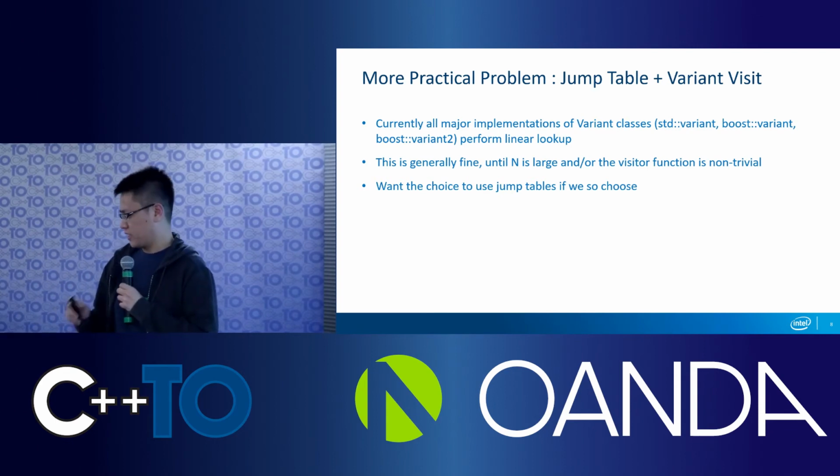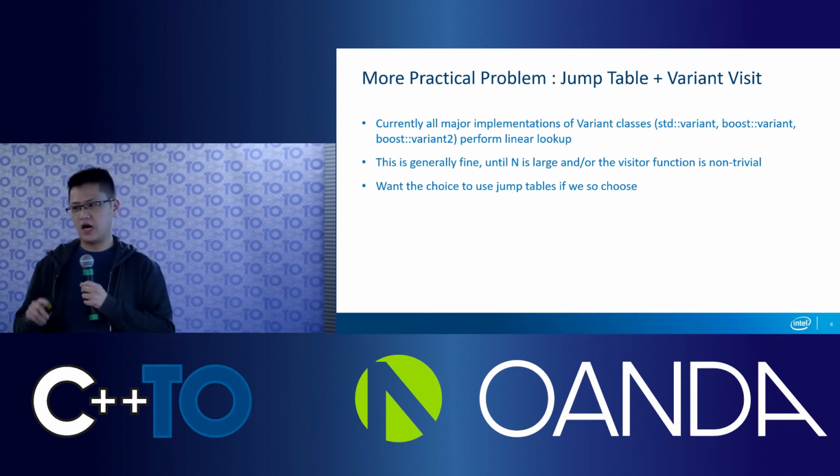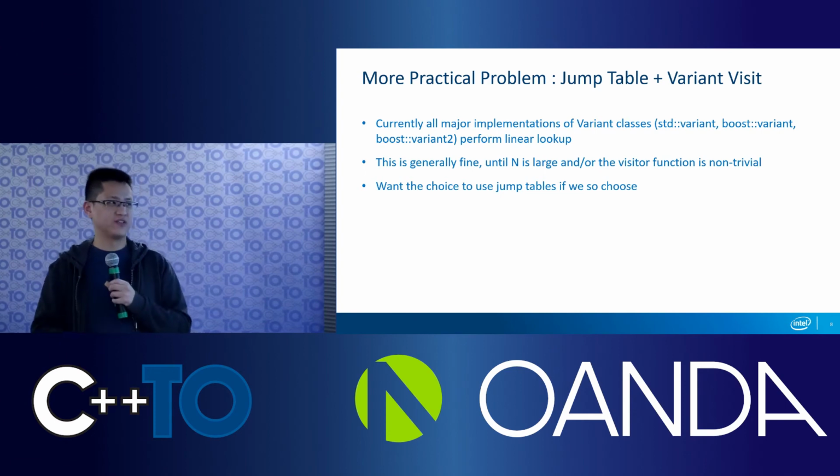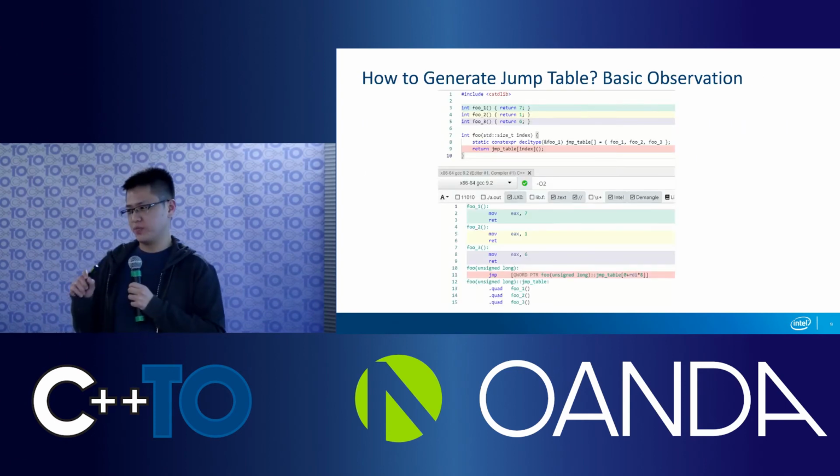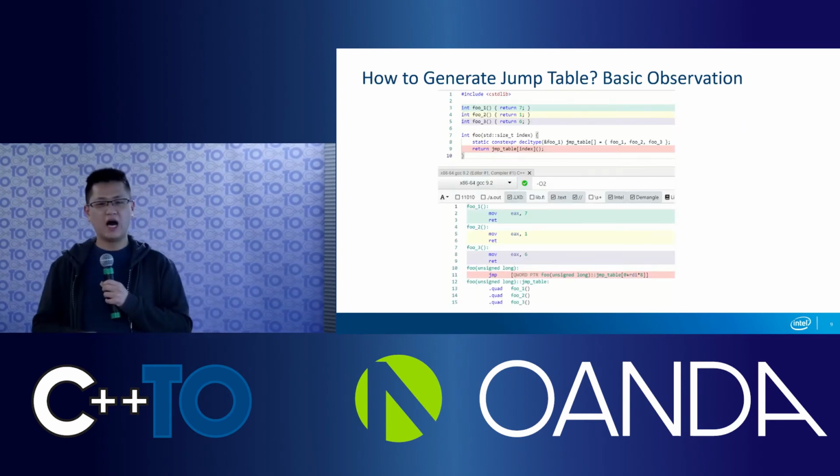So how do we do that? Well, first of all, let's do a proof of concept. Maybe hard code everything first. It turns out to be the way to generate jump tables for the compiler. So what I have here is 3 functions, and I shove all these functions with the same signature into a jump table. And then after that, I use an index to index into this jump table and call it.